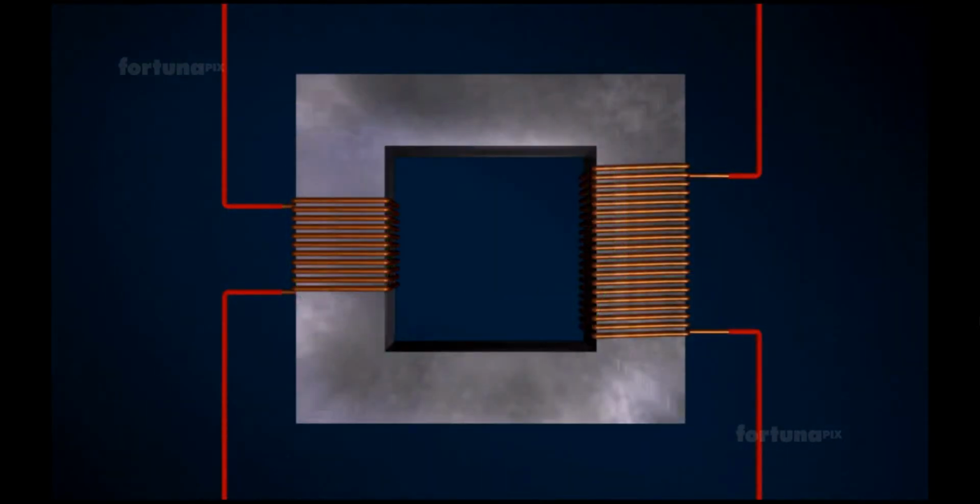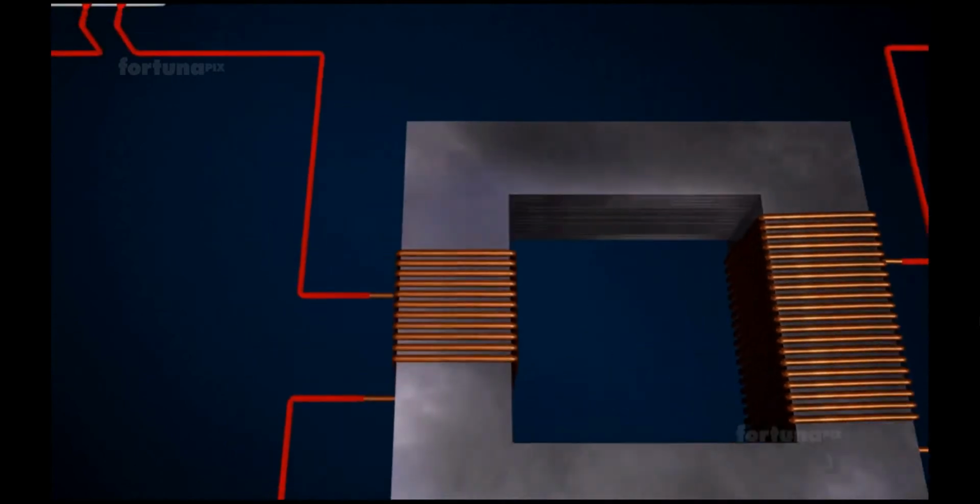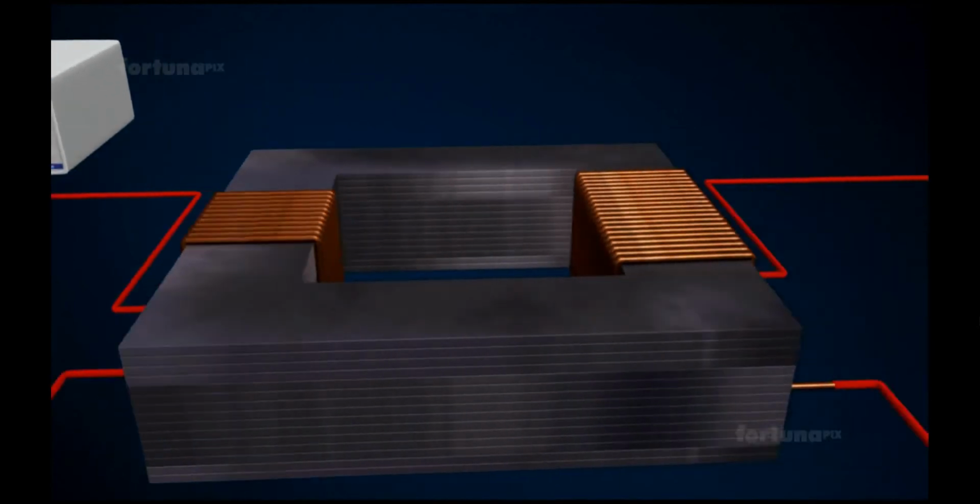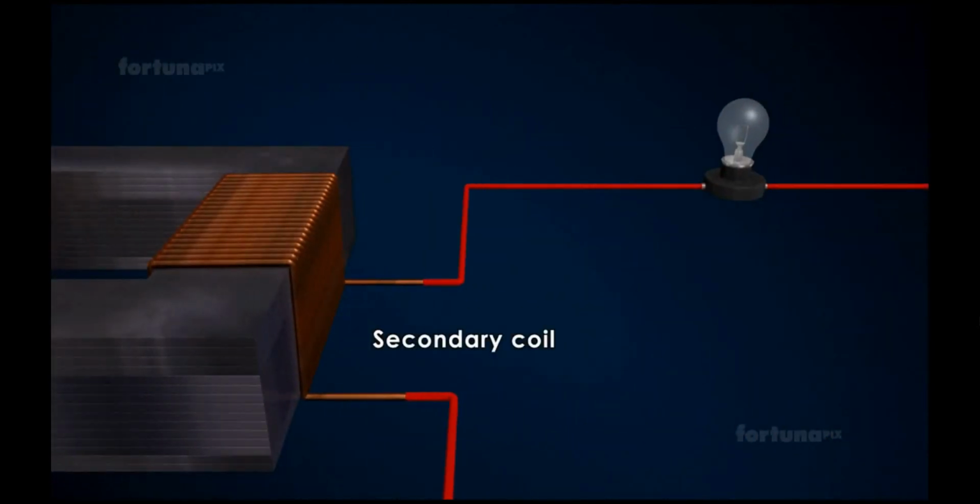A transformer has two coils wound on the same iron core, but electrically insulated from one another. The first coil is known as the primary coil and connects to an AC source, providing varying voltage as input. The other coil is known as the secondary coil and is connected to the output.